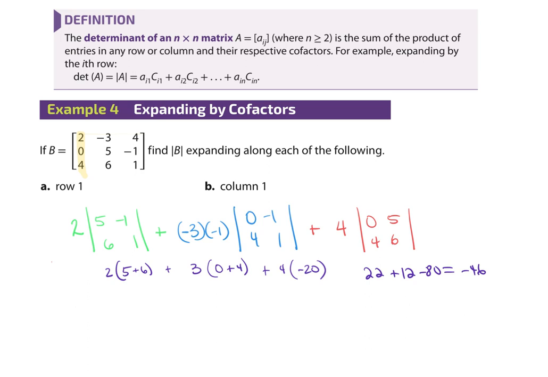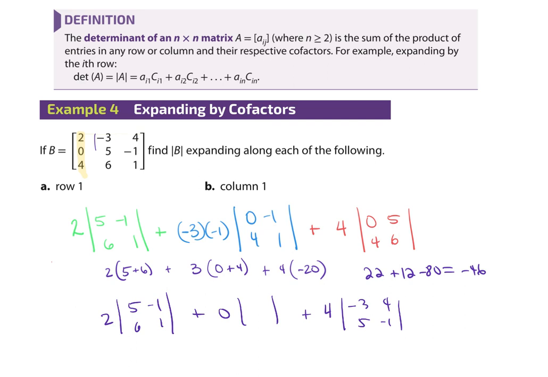So this first one's going to be exactly the same. It's going to be 2 times that 5, -1, 6, 1. The second one's going to be 0 times something. I don't even write it out. I don't have to worry about it. And the third one is going to be 4, but it's times a different determinant. It's times this guy right here. So -3, 4, 5, -1.